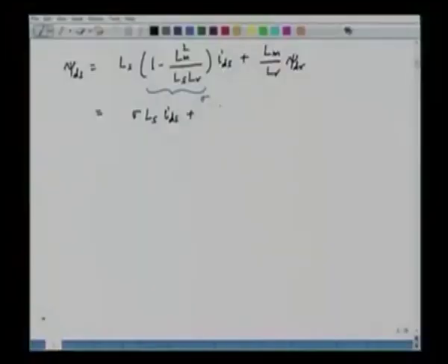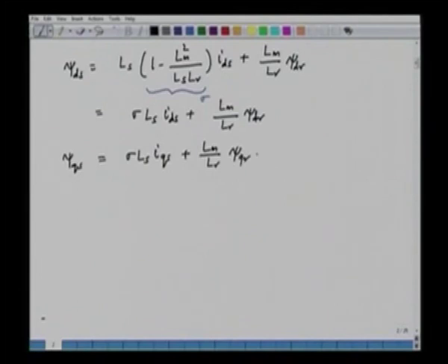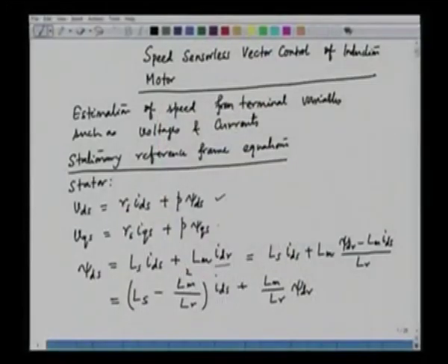Now, this quantity is called the leakage factor or sigma, because this is a measure of the leakage inductance of the machine. So, if sigma equal to 0, the leakage inductance of the machine will also be equal to 0. So, we can further write this as sigma Ls into Ids plus Lm by Lr into psi dr. Similarly, in the q axis, we can write down the equation for psi qs. It will be similar: sigma Ls into Iqs plus Lm by Lr into psi qr. Now, this we can substitute back in the two voltage equations that we have already seen, for psi ds and psi qs respectively, and simplify.